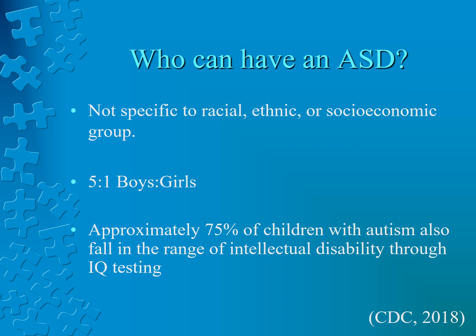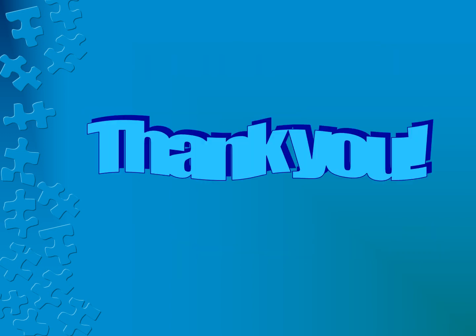So now the next question is, who can have an ASD? ASD does not discriminate. It's not specific to racial, ethnic, or economic groups. As you saw in the previous slide, we're talking about a ratio of 5-to-1 boys to girls, which is alluding to a genetic underpinning. We'll talk more about that. And approximately 75% of children with autism also fall within the range of intellectual disability through IQ testing. We are actually going to talk about why that may be so, and I challenge you to question that for now. So, with that, those are the points I wanted to bring up, and I thank you for your attention.